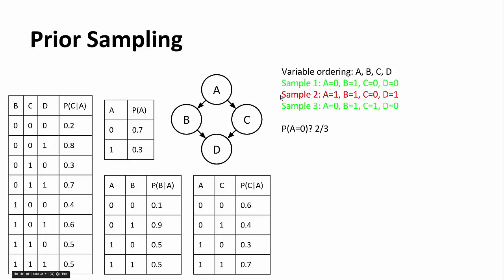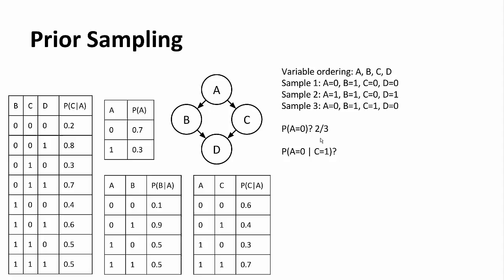Here in green are the samples where A equals 0. That's sample 1 and sample 3. So we have 2 samples where A equals 0 divided by the total number of samples, so we're going to estimate this probability to be 2/3. Alright, very simple.